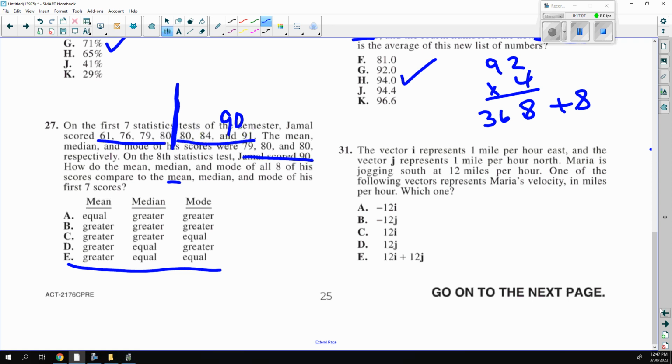This one's funny. It uses the concept of the unit vector. I would be 1 mile east, and J is 1 mile north. So if she drives south at 12 miles an hour, she's going south, which is negative 12J. Answer to 31 is B.